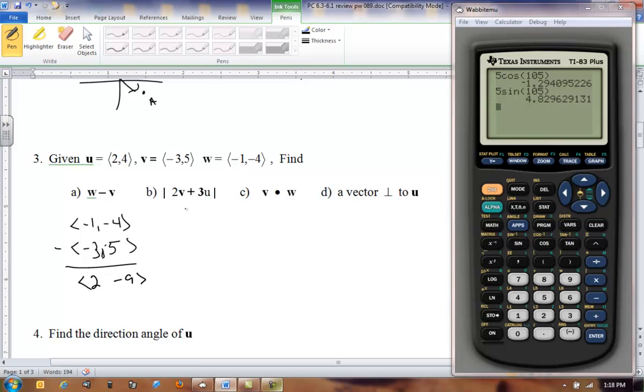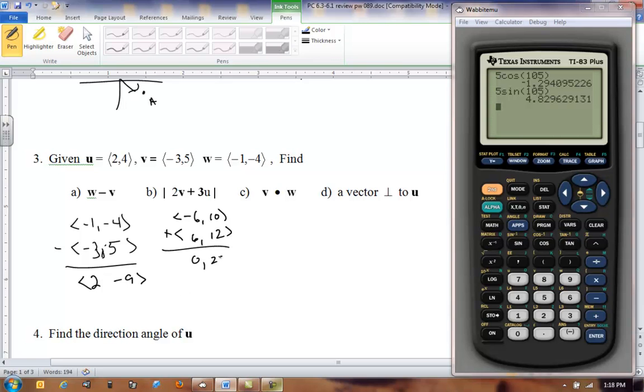These absolute value looking things mean it's a magnitude. So first you've got to multiply and then take the magnitude. So first let's multiply V by 2. That's going to be negative 6 comma 10. Multiply 3 times U. That's going to be 6 comma 12. We're going to add those together.